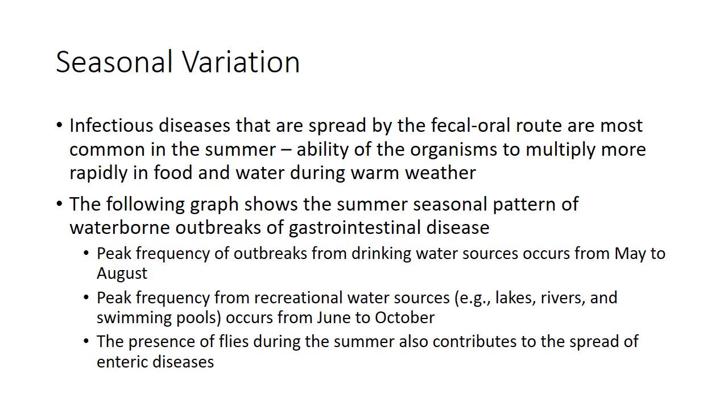And we'll see a graph here in just a second that's showing the summer seasonal pattern of these waterborne outbreaks of gastrointestinal disease. You notice the peak frequency of outbreaks, especially from drinking water sources, occurring in the May to August time frame during the summer, with the peak frequency occurring from recreational water sources. So you think about things like warm lakes, rivers, swimming pools, and that can occur between say June to October. And you also have to consider things like the spread of flies. Them being more active during the summertime may contribute to the spread of disease as well.